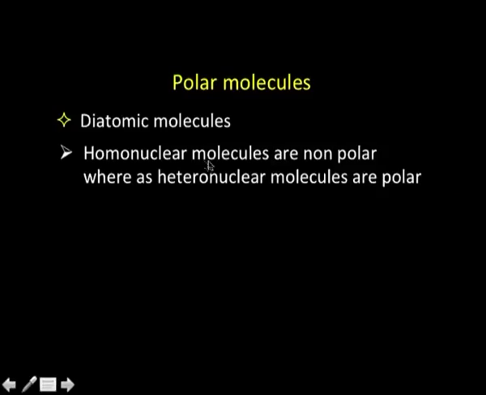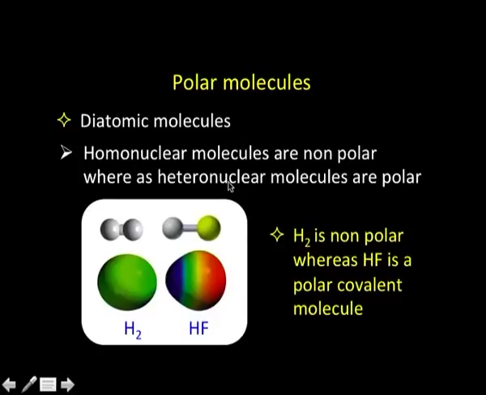Let us move further and come to what are called polar molecules. Let us understand what is a polar molecule. In case of diatomic molecules, any homonuclear diatomic molecule will be non-polar. Homonuclear means the 2 atoms are identical, and when we have heteronuclear molecules, they will be polar. That means heteronuclear are when the 2 constituent atoms are different. Let us look at this. This is hydrogen molecule. 2 hydrogen atoms are bonded together. This is HF, hydrogen fluoride here. We find that this molecule is different from this one because this is homonuclear.